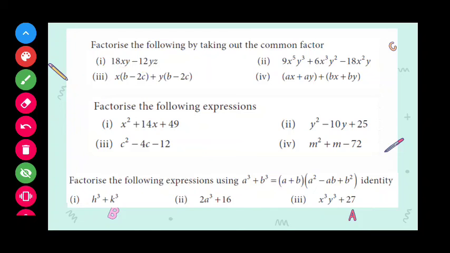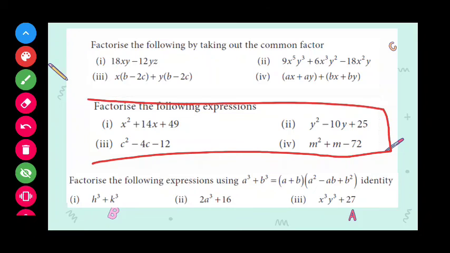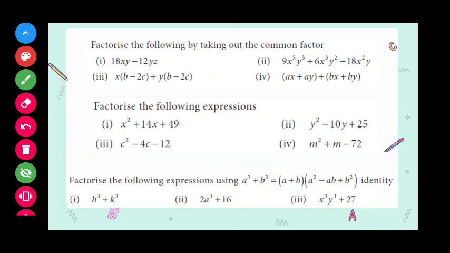The next thing is factorize the following expressions using identities. Whichever identity comes, you can use it. See here, 49 is there. 49 is nothing but 7 square, hence you can use the identity here. Here 25 is there. 25 is nothing but 5 square. Here also you can use the identity. Here 12 is there. 12 is not a perfect square number, so you cannot use any identity. You have to use the ax square plus bx plus c method here.